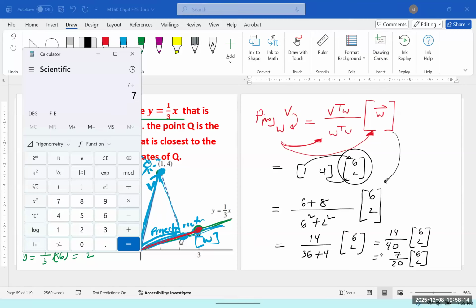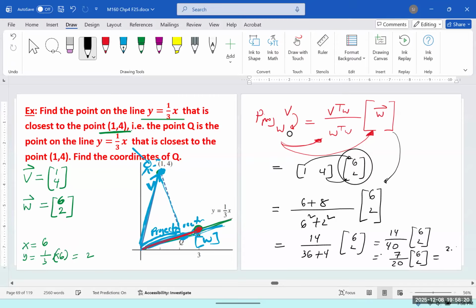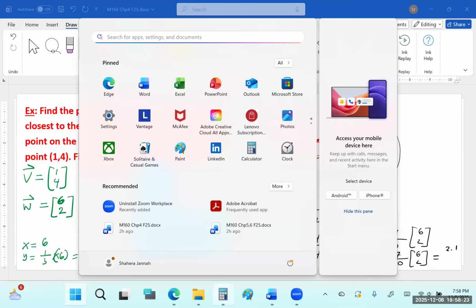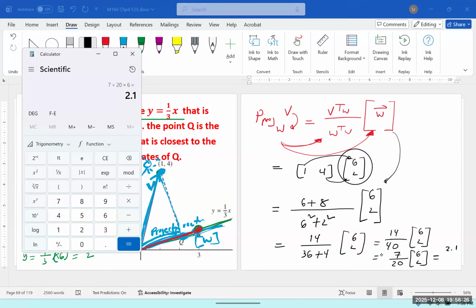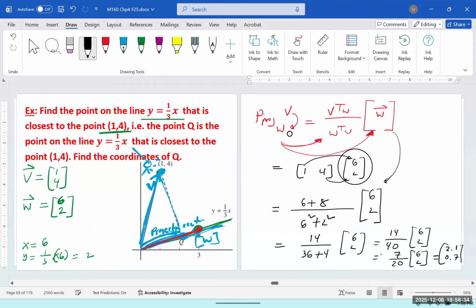7 divided by 20 times 6 is 2.1, and 7 divided by 20 times 2 is 0.7. So the point we are looking for, which is the closest point here, is (2.1, 0.7). And this is the closest point to the point (1, 4).